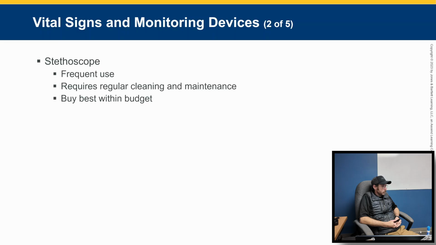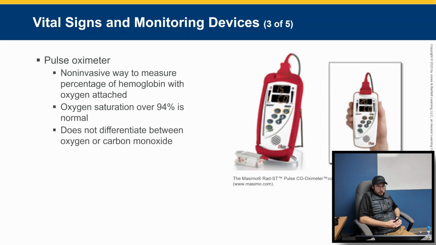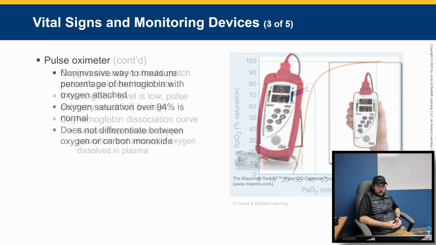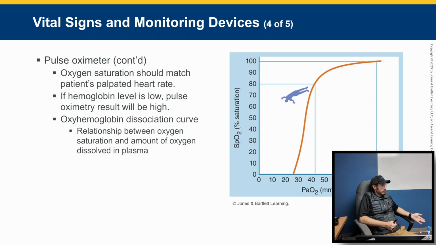Stethoscope. Anybody have any questions about how to use a stethoscope? Pulse oximeter. Any questions on the pulse oximeter? What's the problem with the pulse oximeter? A normal pulse oximeter gives false values with carbon monoxide poisoning. Yeah. Can a traditional pulse oximeter probe differentiate between hemoglobin that has oxygen bound to it and hemoglobin that has carbon monoxide bound to it? No. Do they make probes that can?